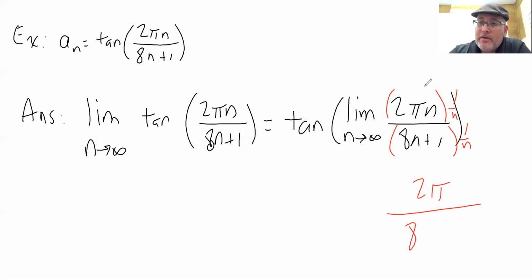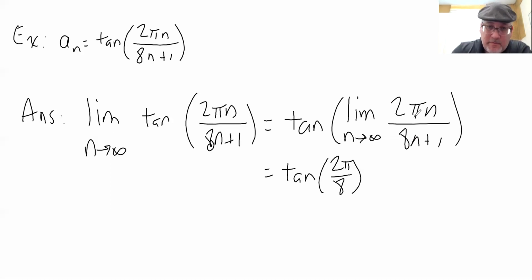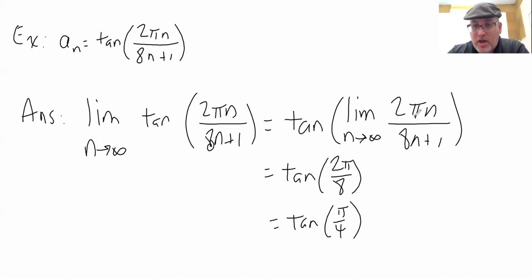But you really need to know at this stage that if you're taking the limit of a rational function, one polynomial over another, and they have the same degree, in this case both first degree polynomials, then that limit is just the ratio of their leading coefficients. So no matter how you approach it, the limit on the inside is going to be 2 pi over 8. Reduces to pi over 4. Which is continuous at pi over 4 because that's not the location of an asymptote. And you should know the tangent of pi over 4 is equal to 1.